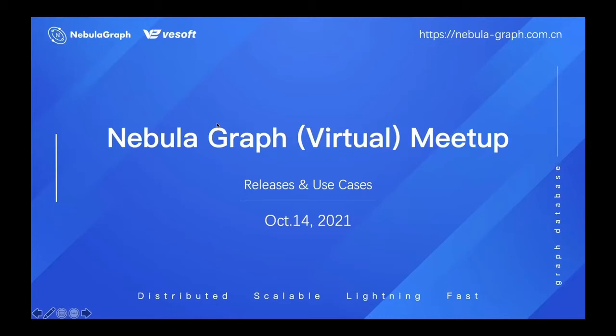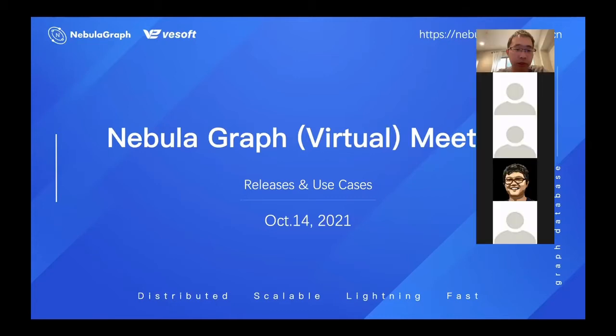This is Hao, and I'm working with Vsoft. Vsoft is a startup, and our product is called Nebula Graph, which is a highly distributed and highly scalable graph database. And I believe our first presenter, Wei, will have more introduction on Nebula Graph.